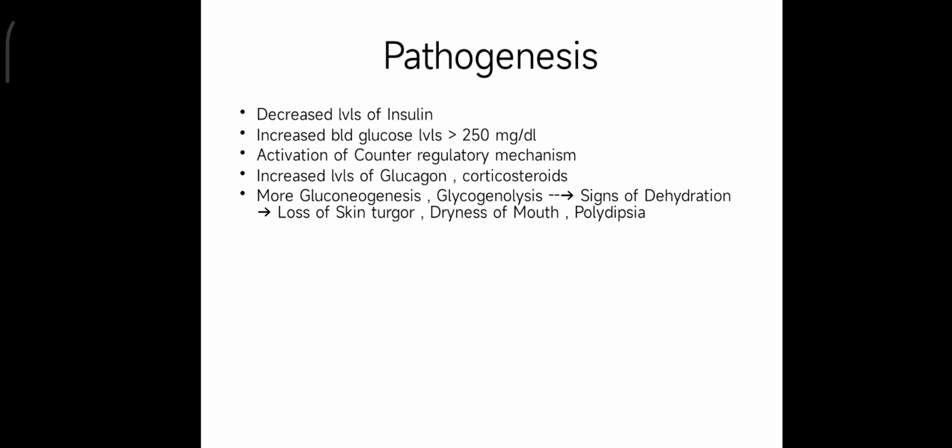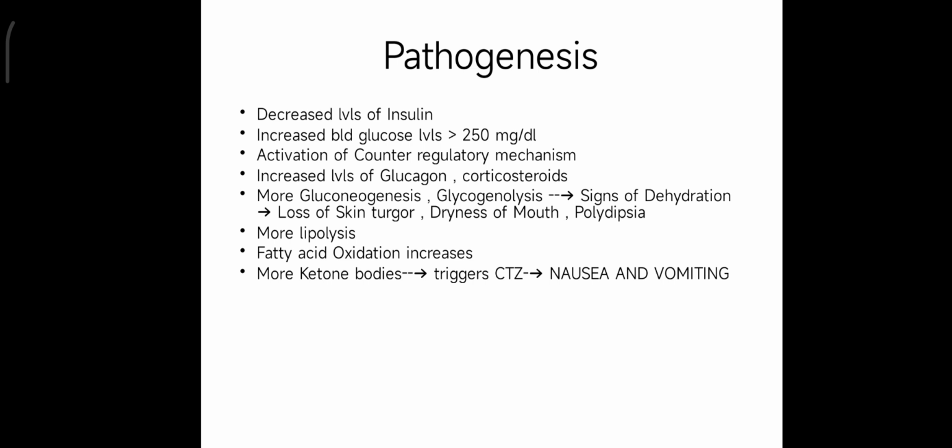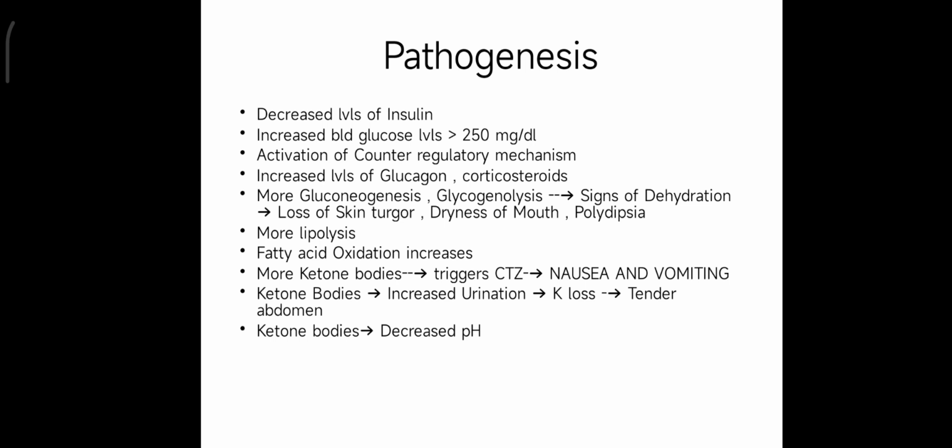Because the glucose levels are increased, the water will also come out due to osmotic difference, and that causes signs of dehydration such as loss of skin turgor, dryness of mouth and polydipsia. And also, as I told, more lipolysis. This more lipolysis will cause more fatty acid oxidation. This more fatty acid oxidation will cause more ketone body production, and this more ketone body production will trigger the chemoreceptor trigger zone, CTZ, in the brain, and that causes nausea and vomiting. And this ketone body will also increase urination, and that causes potassium loss, and that leads to tender abdomen.